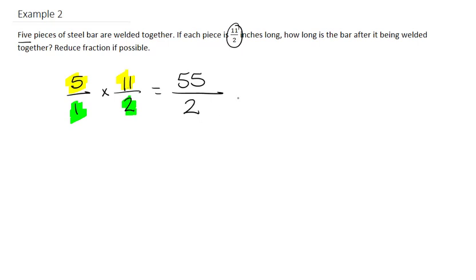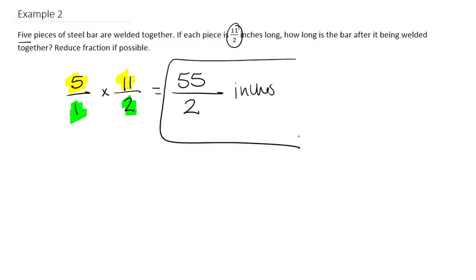Now we know 55 can't be divided by 2, as 55 is odd because it ends in a 5. 2 can't be broken down any further because it's a prime number. So we would say our reduced fraction would be 55 over 2. And so we would say the total length is 55 over 2 inches long.